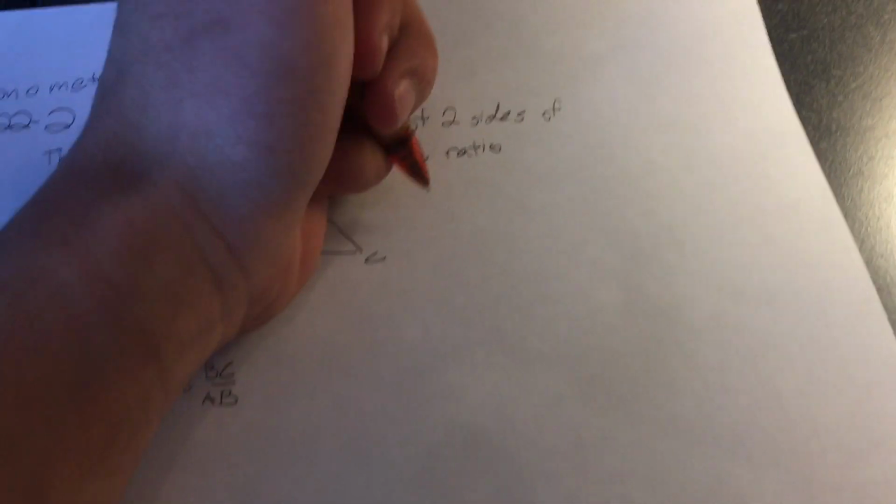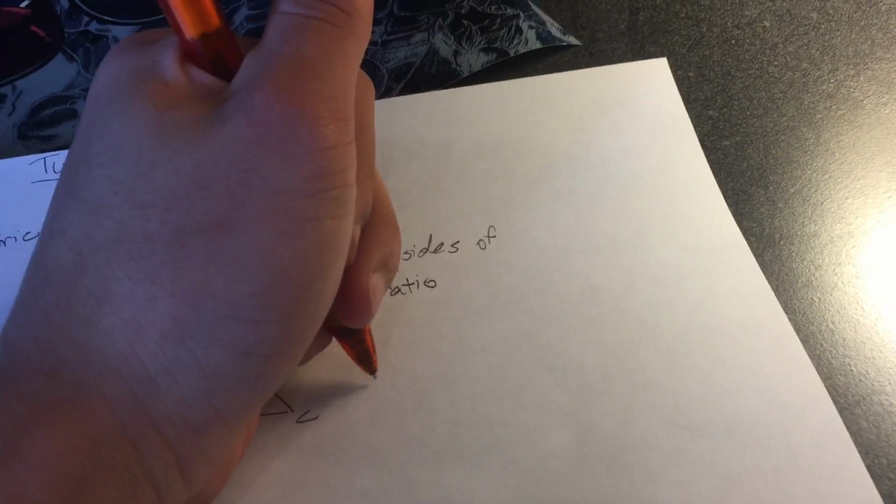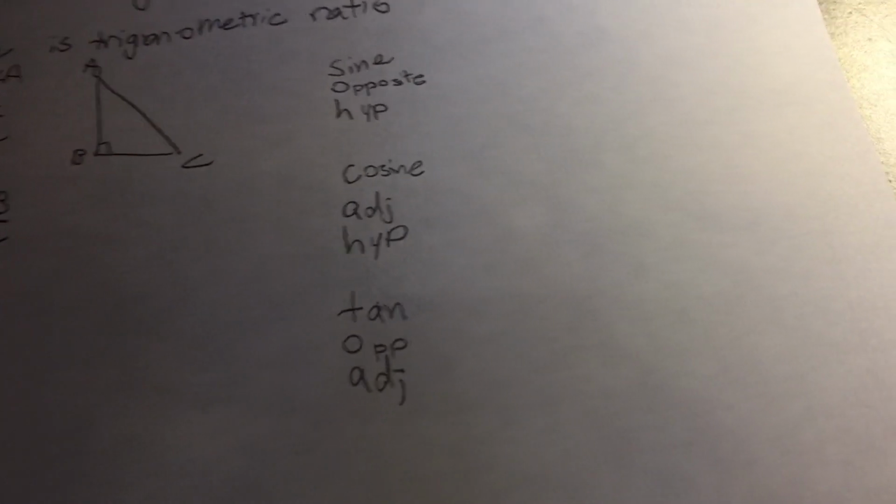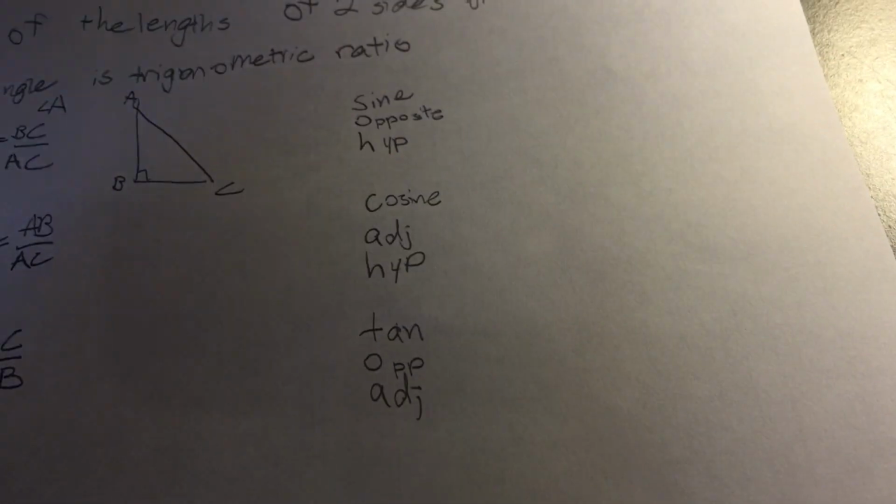Okay, so easy. I think the word's mnemonic. Easy mnemonic to remember this is SOH CAH TOA. So there you go, which means sine is opposite over hypotenuse, and cosine is adjacent over hypotenuse, and tangent is opposite over adjacent. I think that's pretty easy to remember. Okay.